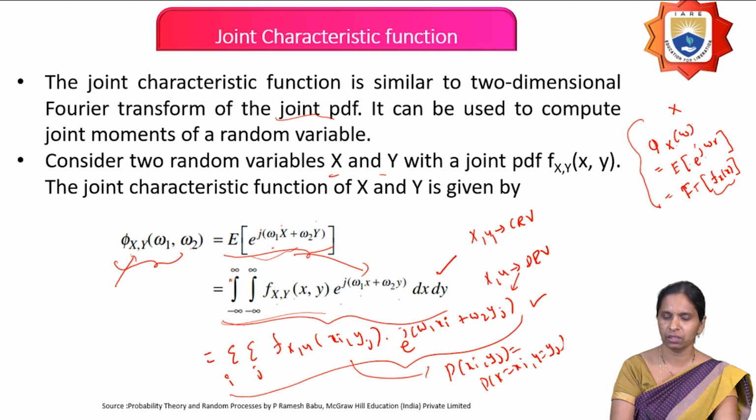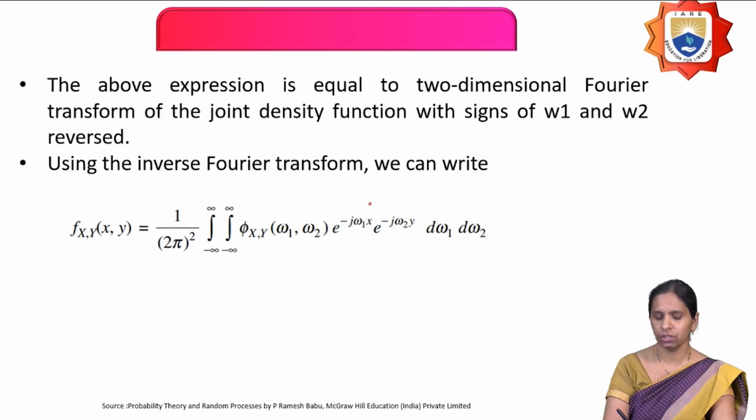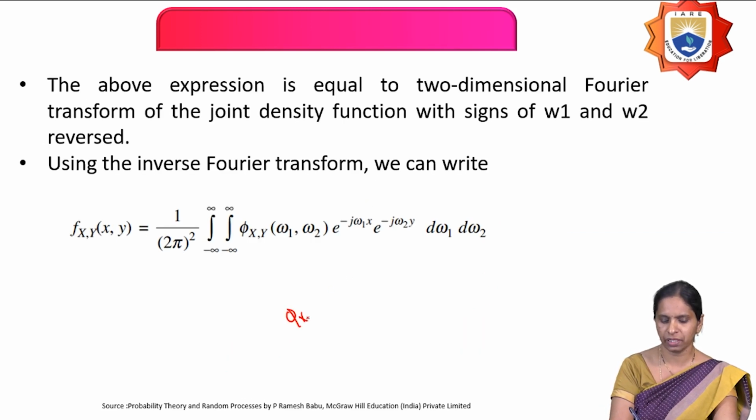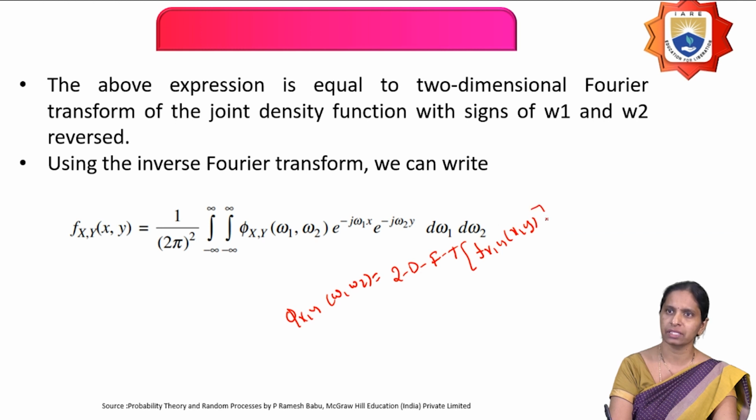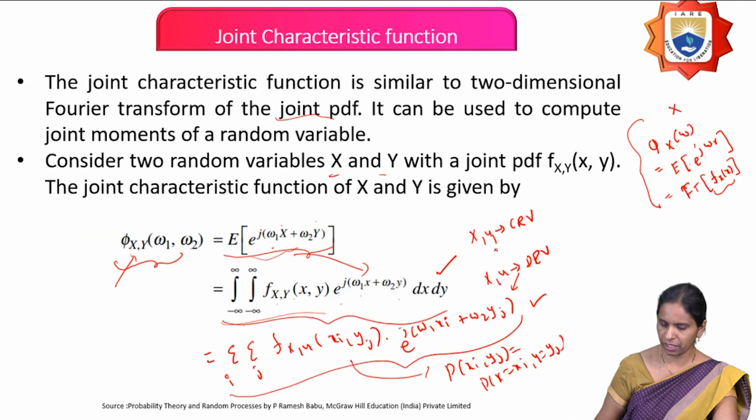The two-dimensional Fourier transform of the joint density function. Now, you know what the joint characteristic function is? Phi xy of omega 1 comma omega 2 equals nothing but the two-dimensional Fourier transform of the joint density function of the two random variables x and y. But in place of the minus sign of omega, here you are going to get a positive sign.